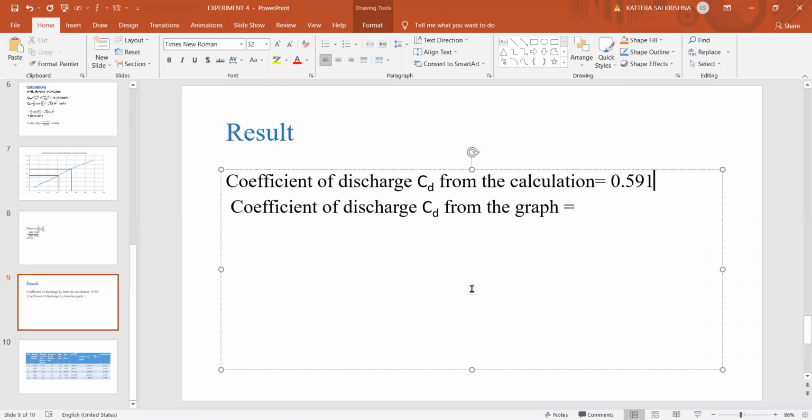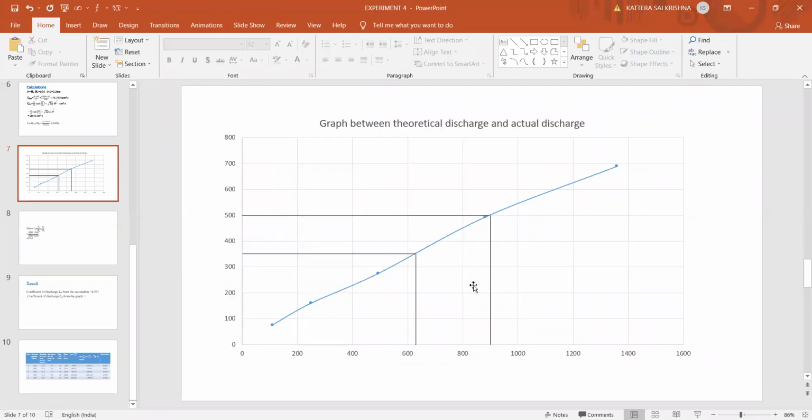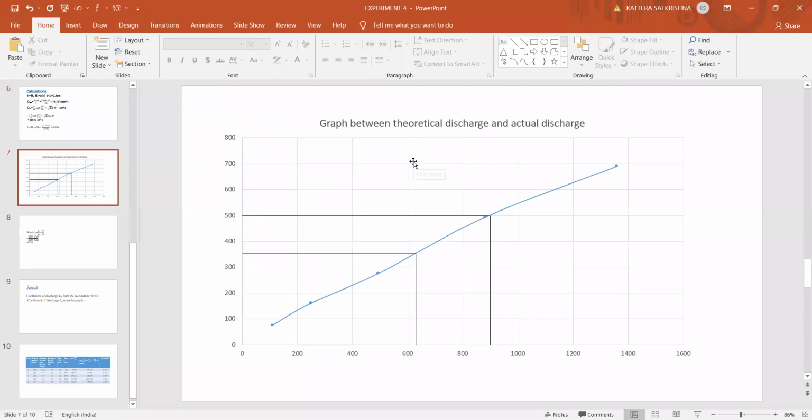So what we'll do, we'll draw a graph between Q theoretical and Q actual. I'll show the sample here. This is the graph plotted between theoretical discharge and actual discharge. On the x-axis, you take Q theoretical values, and Q actual values are taken on your y-axis. This is just a sample graph.